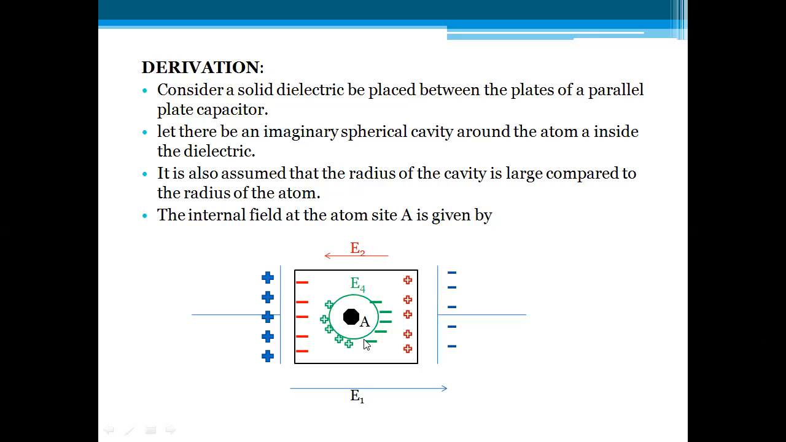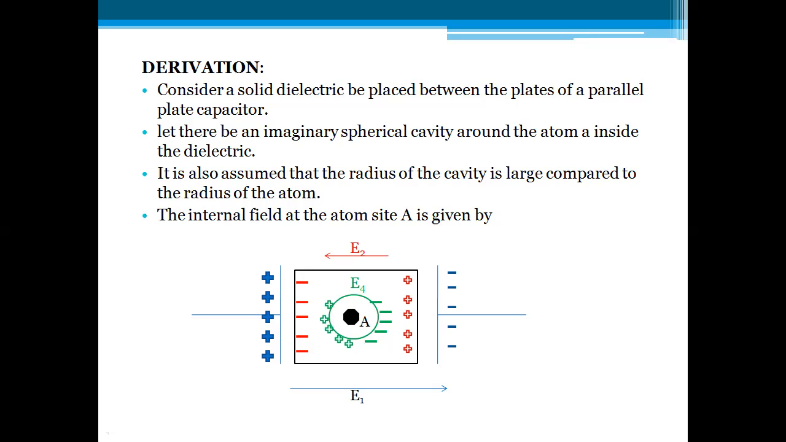First field is the applied field from the positive plate to the negative plate. Second field is the induced field from the positive surface to the negative surface. Third field is the field due to the neighboring atoms. Fourth field is the field on the surface of the cavity. So the internal field is the summation of four different fields: applied field, induced field, field due to other neighboring atoms, and field on the surface of the cavity.